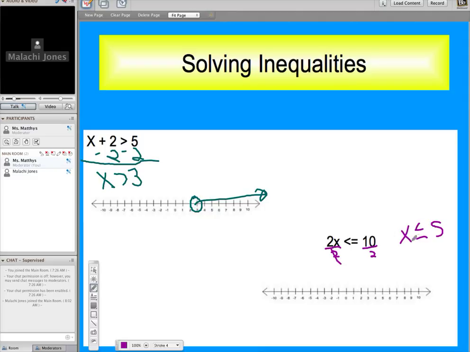Now, does it include 5? X is less than or equal to. Does it include it? Yes. Okay, so let's put a dot. What are numbers that are less than 5? 4, 3, 2, 1. This way. Yeah, so my graph is going to go this way. Are you comfortable with that, Malachi? Yes. Great.